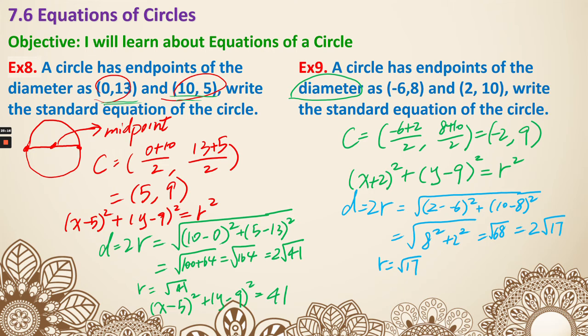So when I write the equation, I need r squared. That is just going to be 17 on the right side. So I copy everything down. (x + 2)² + (y - 9)² is going to equal 17. That is example 9.